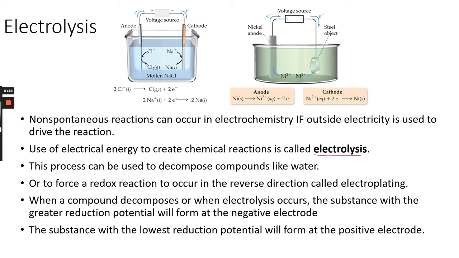When a compound decomposes, or when electrolysis occurs, the substance with the greater reduction potential will form at the negative electrode, and the substance with the lower reduction potential will form at the positive electrode. So remember, your negative electrode was your anode, and your positive electrode was your cathode. If you see here, you're plating this substance with nickel.